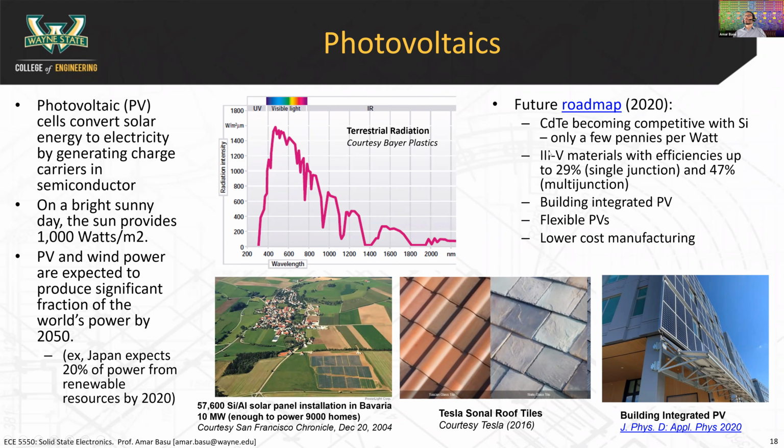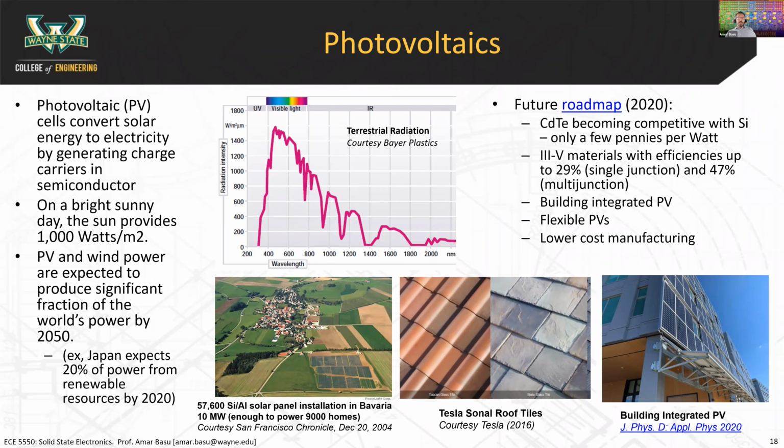There's a group of materials called 3-5 materials that have efficiencies up to 29% with single junctions and 47% for multi-junctions. Whereas typical solar cells are somewhere between 10 and the mid-20s in terms of efficiency. That means 20% efficiency, or 0.2, is 20% of the sunlight that hits the solar panel being converted into electricity. The rest is either lost, goes through the solar panel, or is converted to heat.